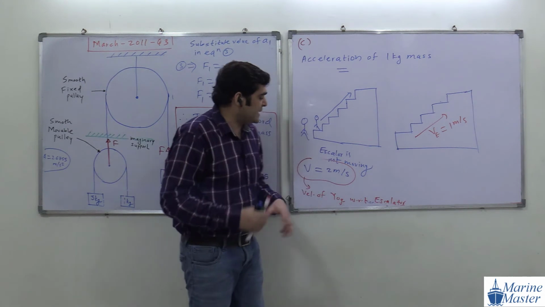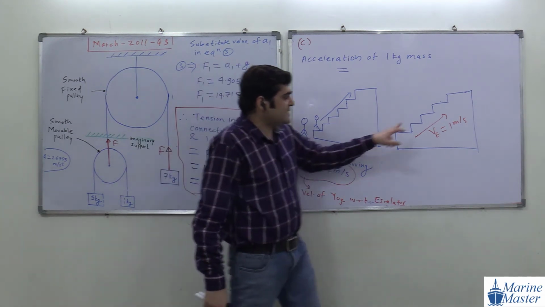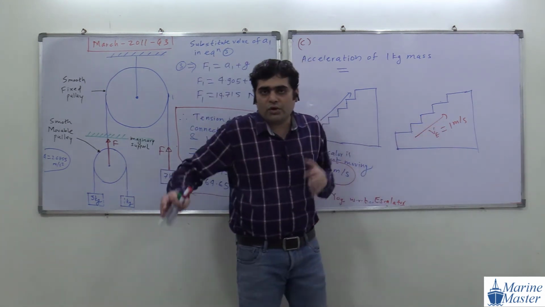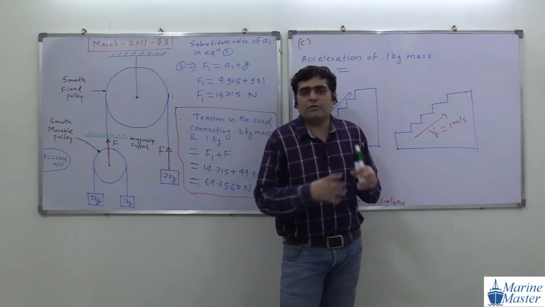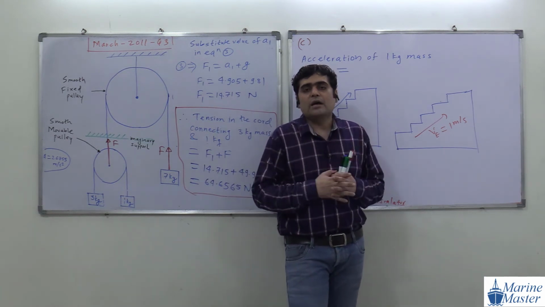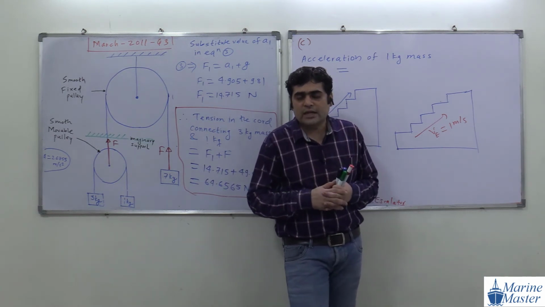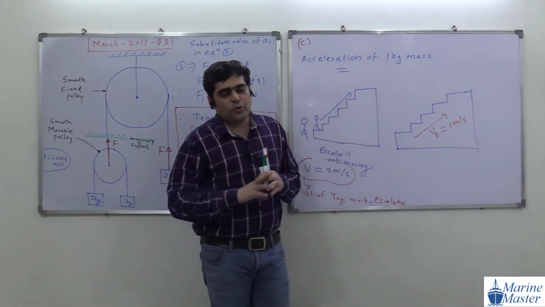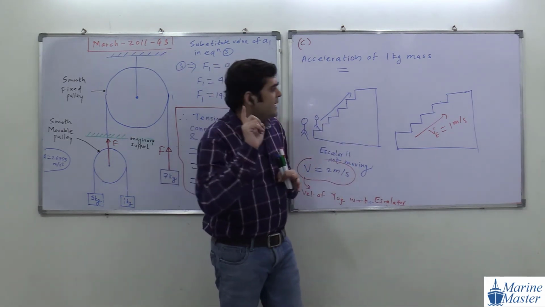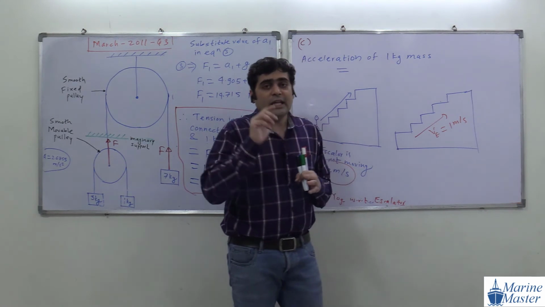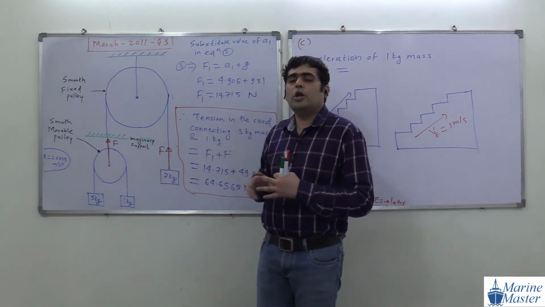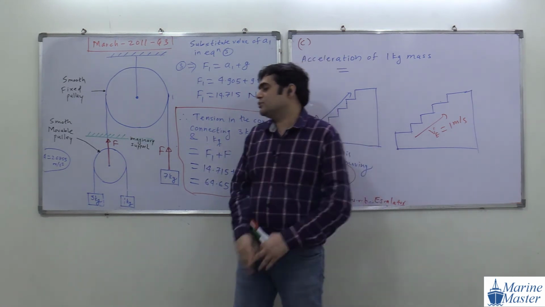With respect to the escalator, my velocity is 2, and the escalator is moving with 1 meter per second. So my total velocity will be what? Total velocity of Yogesh will be 3 meter per second. You got this point? Everyone getting my point? Try to see the scenario here. Now why am I explaining the example of the escalator? Because the same situation is here also.